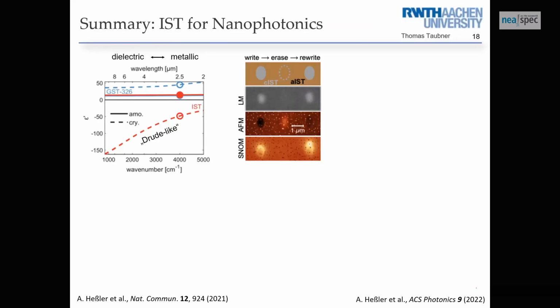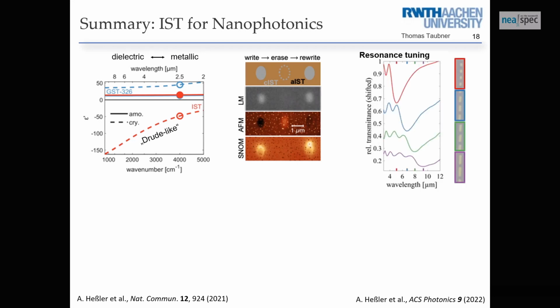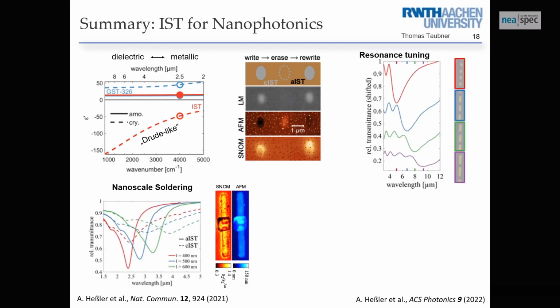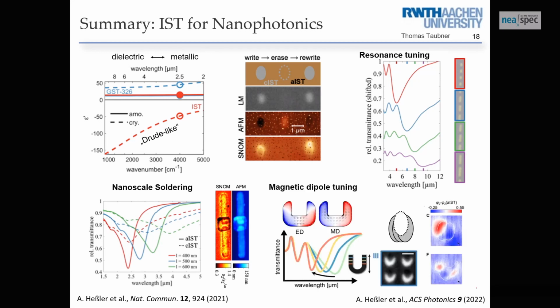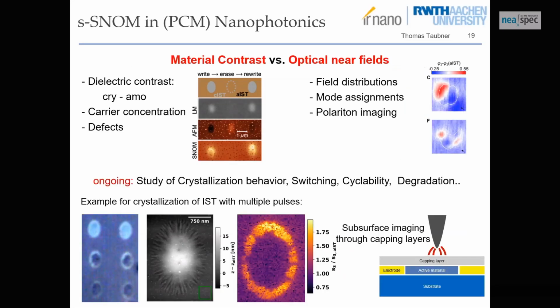Yeah, and in summary, this IST can be used for nanophotonics, by simply switching between the crystalline and the amorphous phase, the metallic and the dielectric phase. This can also be used for resonance tuning or nanoscale soldering and magnetic dipole tuning. And in general, SNOM can be applied to PCM nanophotonics.